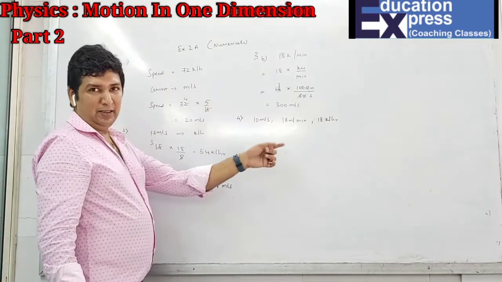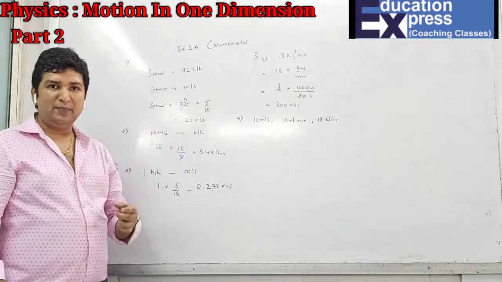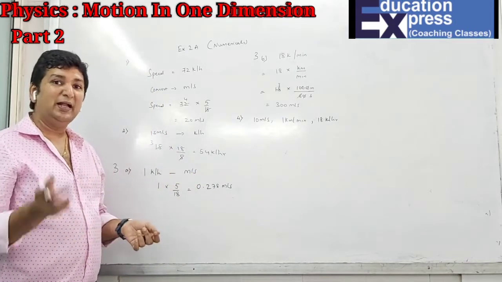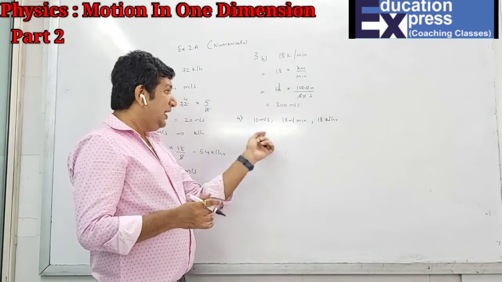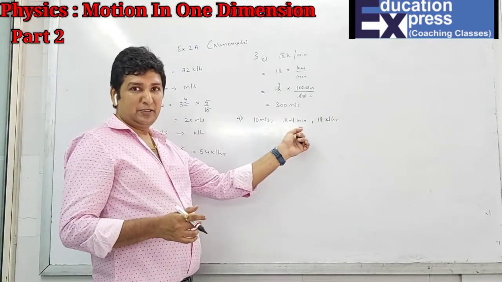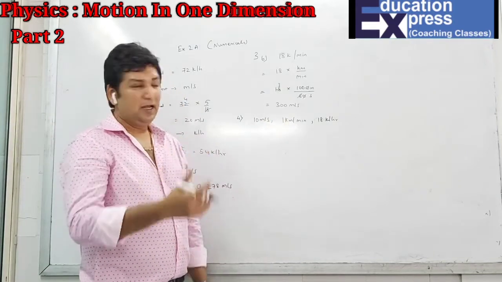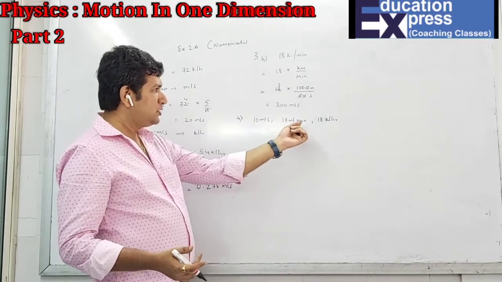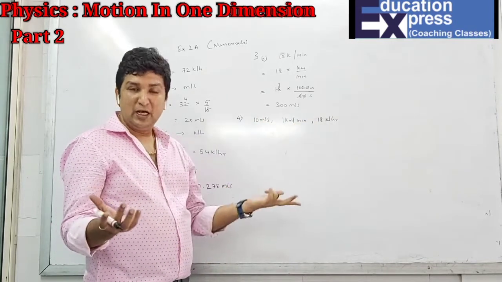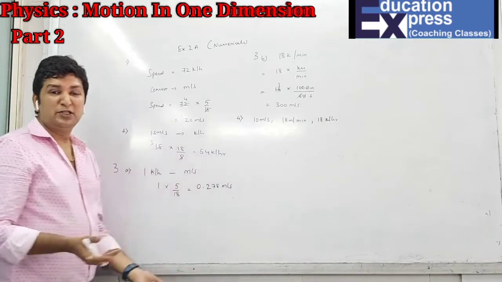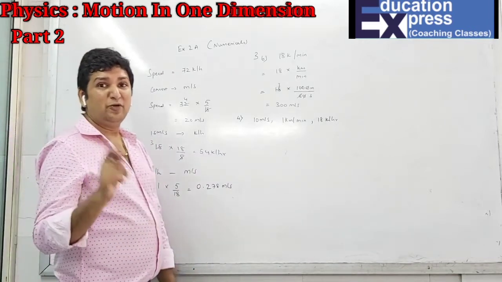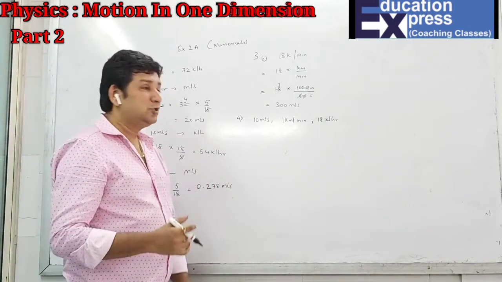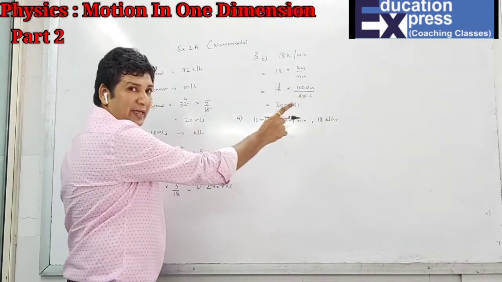So when I'm comparing this, I have to arrange them in ascending order, that means increasing order. Obviously I can arrange them in increasing order only if each and every physical quantity has the same unit. Here, meter per second, kilometers per minute and kilometers per hour, all of them are different. How will I compare which is small, which is big? For that, first I have to convert everything into the same unit. So I will convert everything into meter per second.